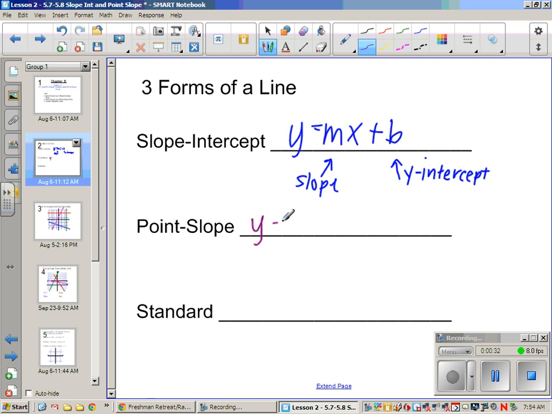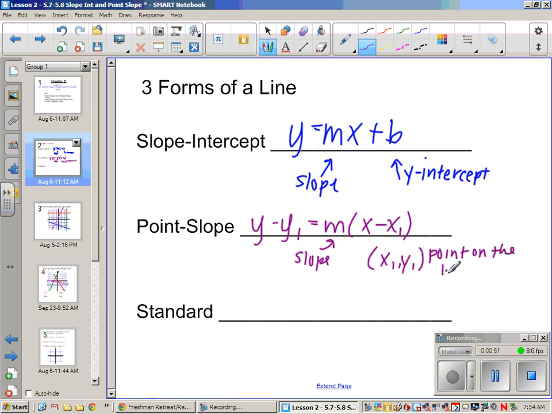And then point-slope form is y minus y1 equals m times x minus x1. M is still your slope, but the y1 and the x1 is just an ordered pair, just a point on the line. And this form will come in handy when we don't know the y-intercept.